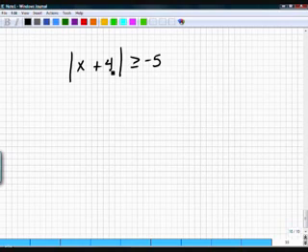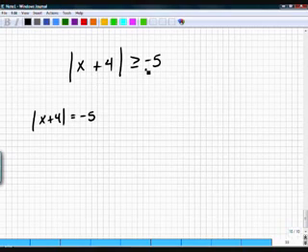Step 1, solve the corresponding equation. So instead of solving this, solve the absolute value of x plus 4 equals -5. That's no solution. So we've got something weird going on here. Once you look at that and say that doesn't have an answer, go back to the original. Something must be fishy here. Absolute value is greater than or equal to -5. Okay, that should kind of tip you off.